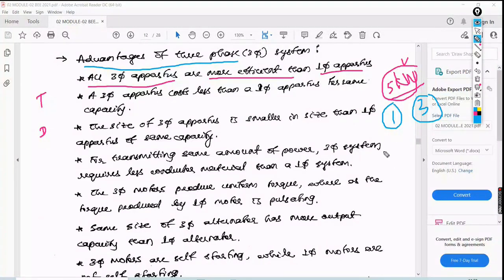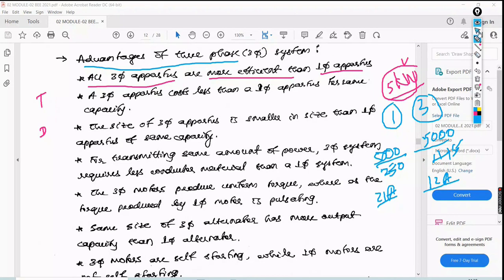What is the voltage of single phase? I told 230. 5000 divided by 230, how much? 21 point something. No problem, I will take 21 ampere. Then for three phase the voltage is 415. What is 5000 divided by 415? How much will you get? 12 point something. I will take 12 ampere. Which current is more here? Single phase current is more. Then three phase current is less.